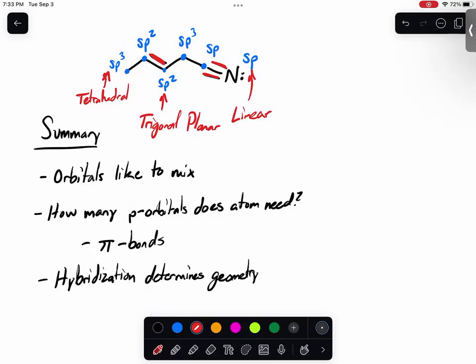Now, that being said, next time we're going to talk about how hybridization can get a little less simple when we look at how resonance actually interacts with hybridization. See you next time.